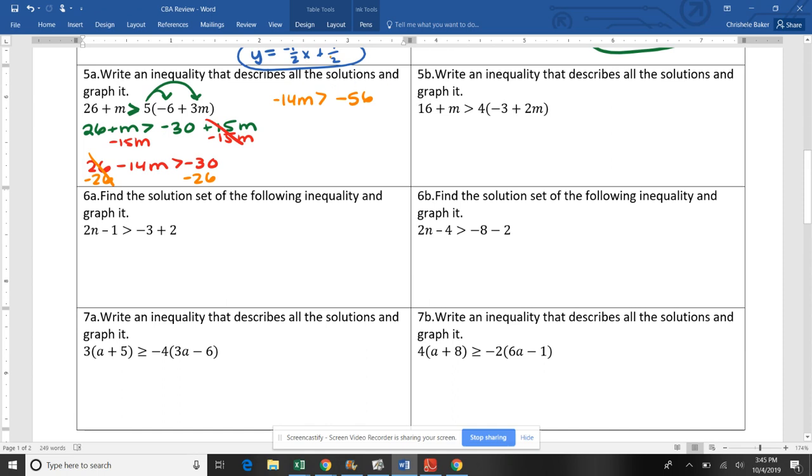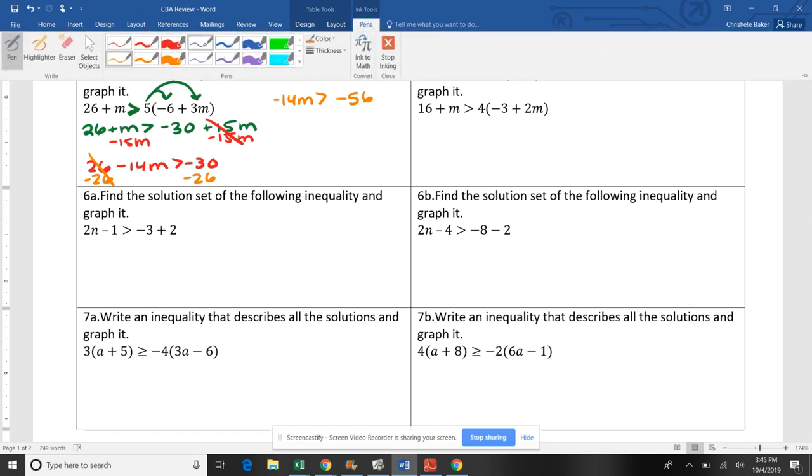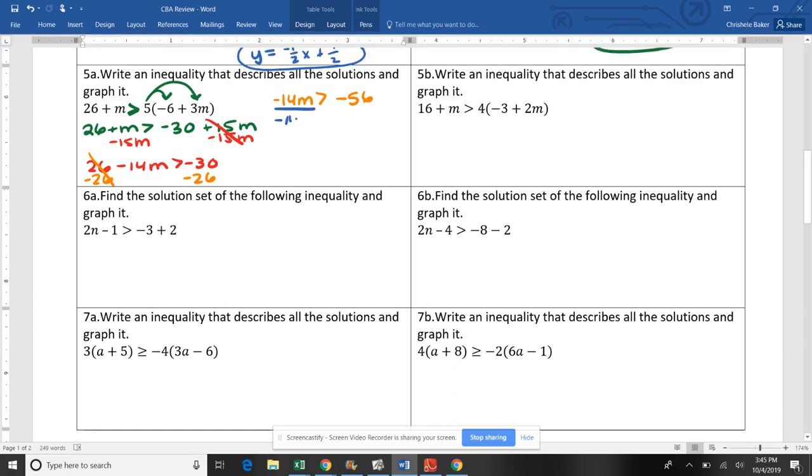Okay, so last thing to do is to divide by negative 14. And when I divide or multiply by a negative number, I need to switch the direction of the sign. Negative 56 divided by negative 14 is positive 4. Notice I changed from greater than to less than. So on my number line, 4 would have an open circle and I would shade less.